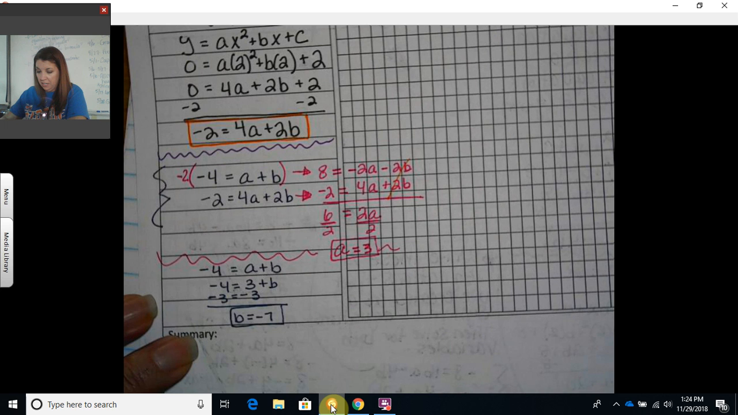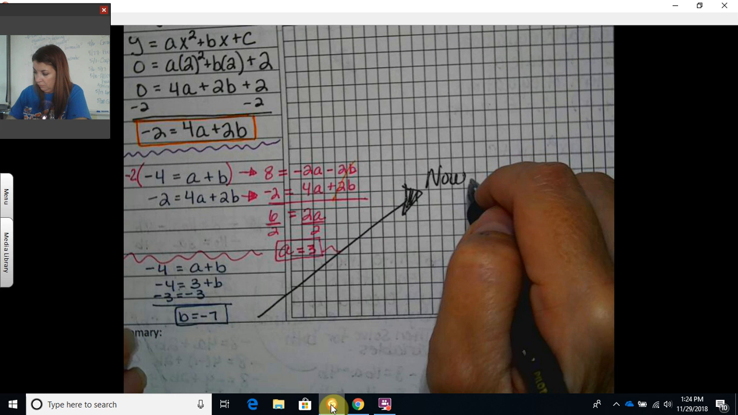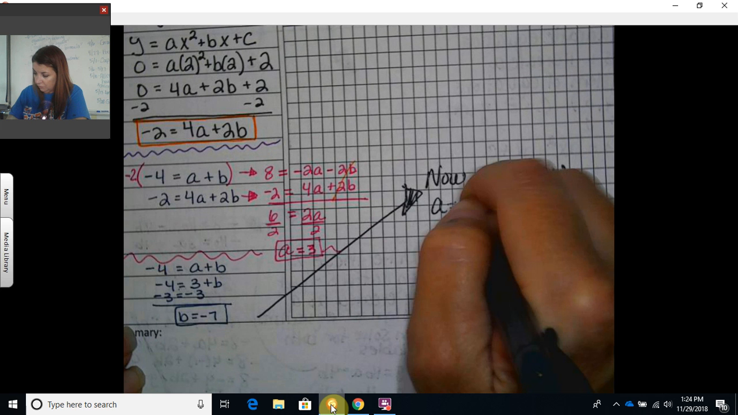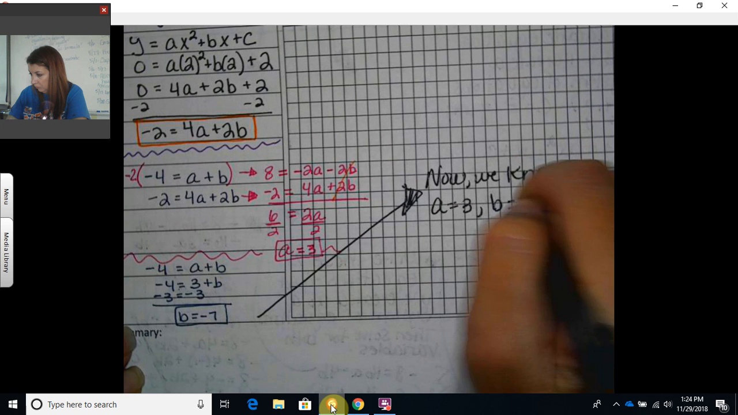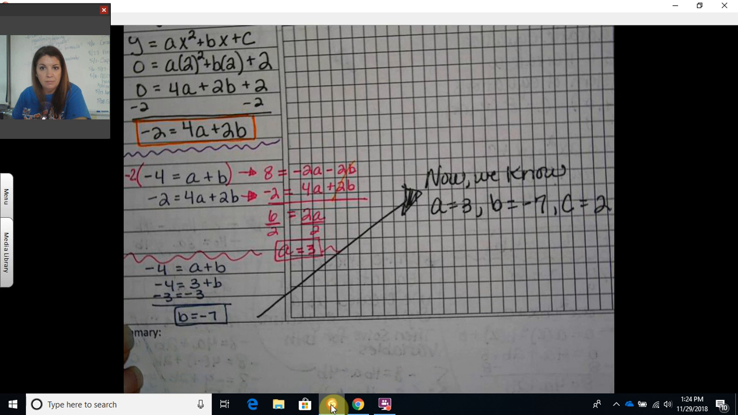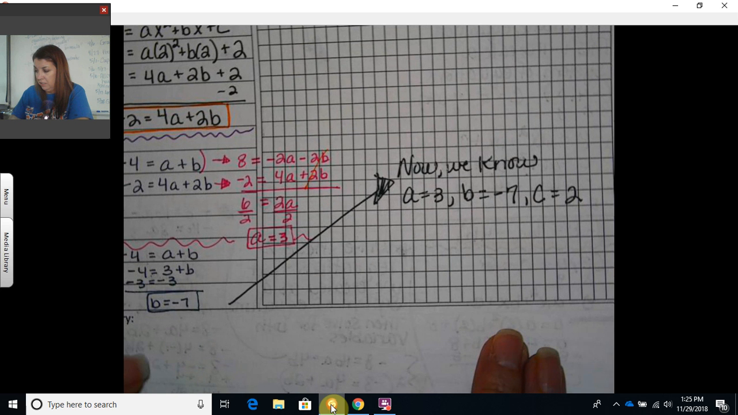So now I know that a is 3, b is negative 7, and we've always known that c is 2. Is that my answer? No, it said, given the graph below, write an equation of the quadratic in standard form. We have not written an equation.